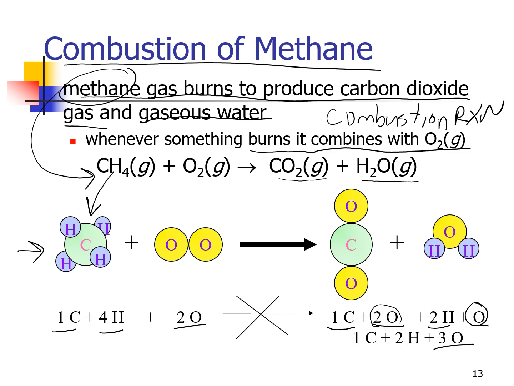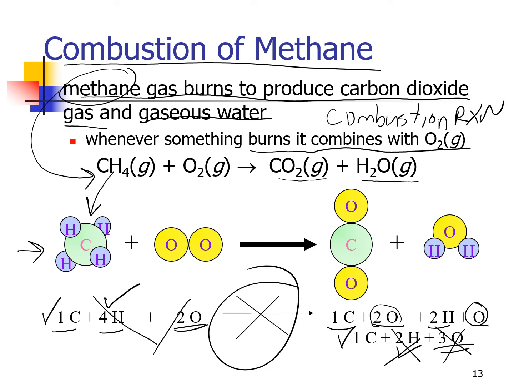And then let's compare the reactants to the products. So 1 carbon on the left, 1 carbon on the right is balanced. On the left we have 4 hydrogens, on the right we only have 2. So this is not balanced. And then on the left we have 2 oxygens and 3 oxygens on the right, so that one also is not balanced. So this is not a balanced reaction, so we will need to add coefficients.